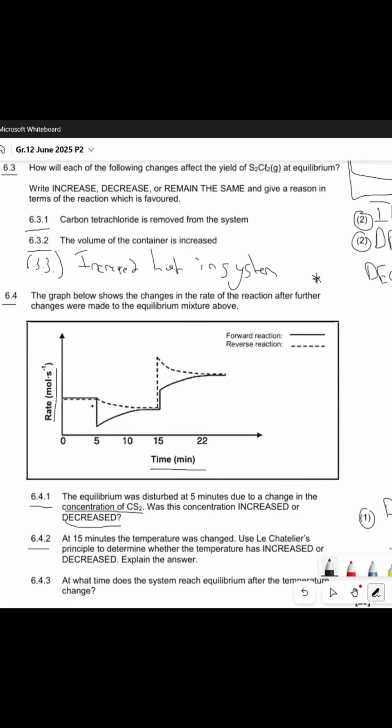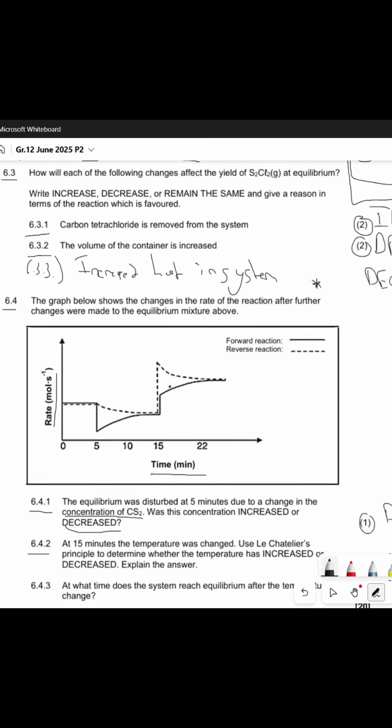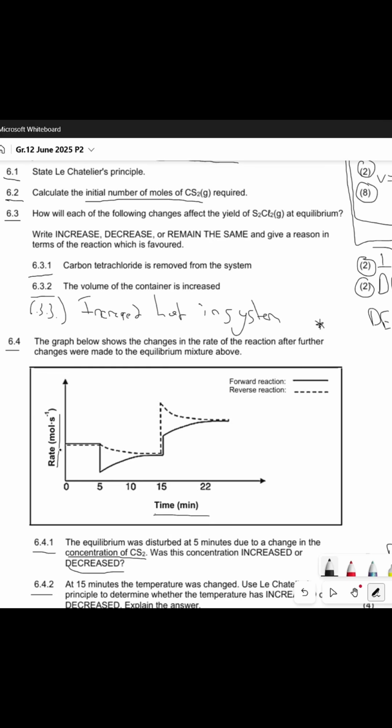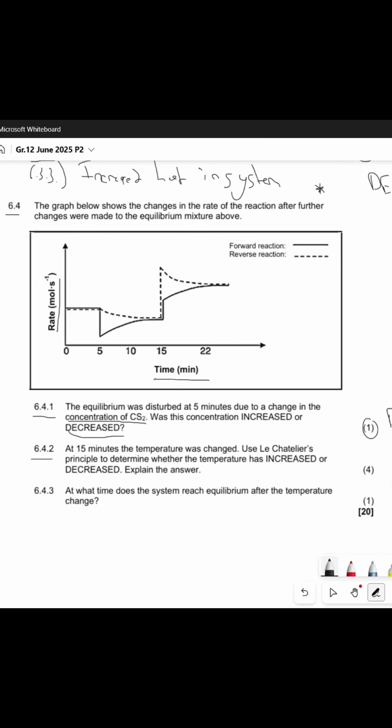So as we could see, there was a sharp drop previously for the 5-minute mark, which means we decreased the concentration of CS2. Over here, we had a sharp increase, okay, at 15, which means our temperature has increased. We increased the whole temperature, therefore affecting the rate of our reaction. If this dropped again, we would have decreased our temperature.